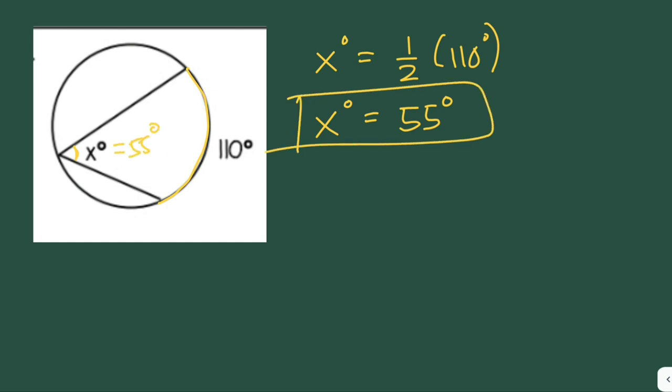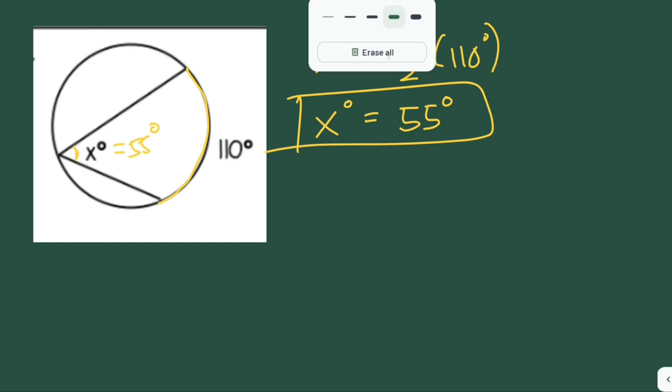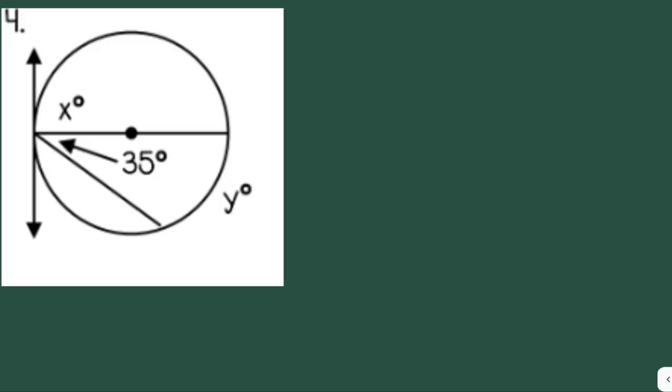Okay, let's solve another one. All right, what if we're given this problem here? We're given the inscribed angle, which is 35 degrees, and we need to solve for the value of y, which is the intercepted arc, and x here is also an inscribed angle. So let's solve for x first.